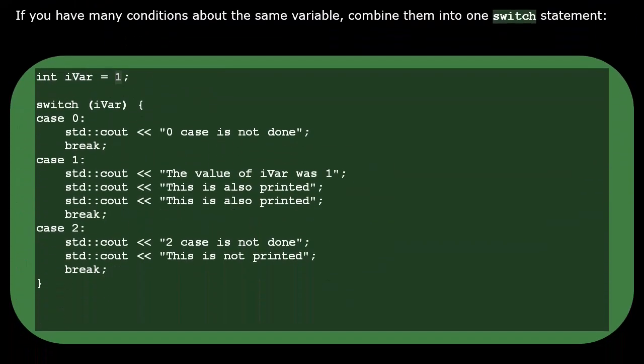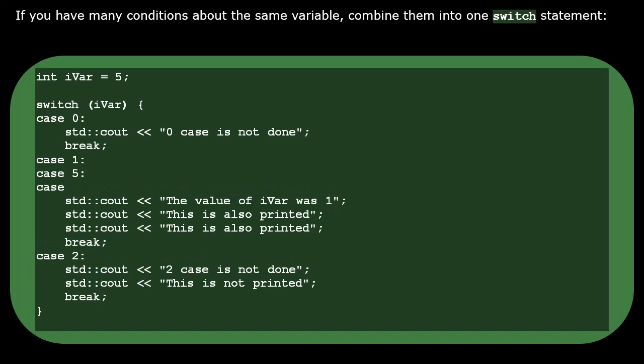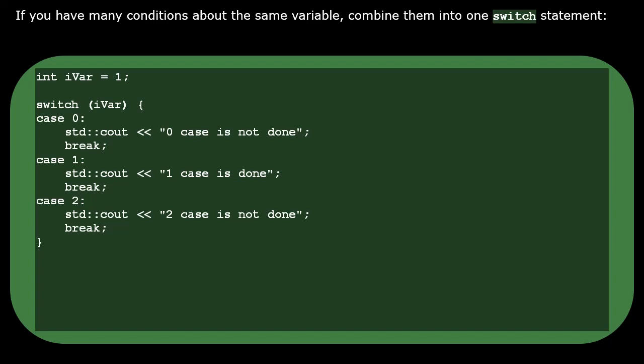Several cases can share a common implementation by listing their labels together one after another. Another way to share implementations is to remove a break statement. Doing that will cause fall through.